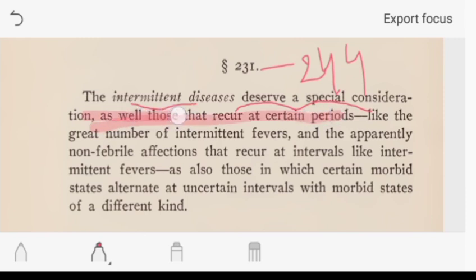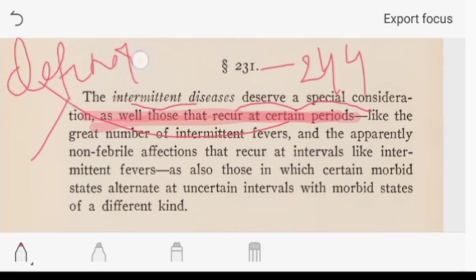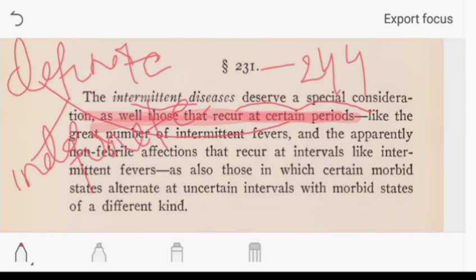at a certain period. So here this line is important, that they recur at a certain period. Certain period means they are having a definite period or an indefinite period. From this line you can divide it into two types of period, that is a definite period and an indefinite period. That means at a certain date, certain time, certain interval, or at an irregular interval, that is indefinite manner. Okay, so understand. Now in your book you should divide this certain period into two intervals, that is definite and indefinite.